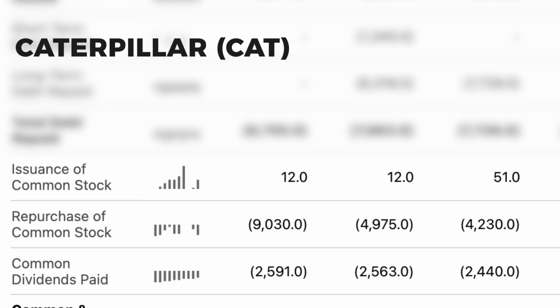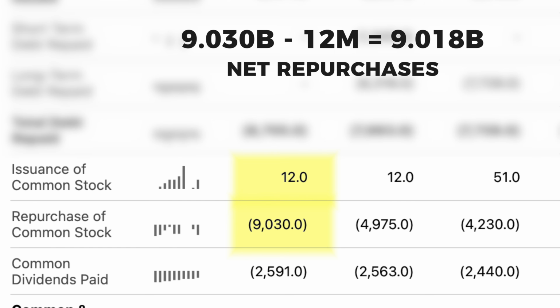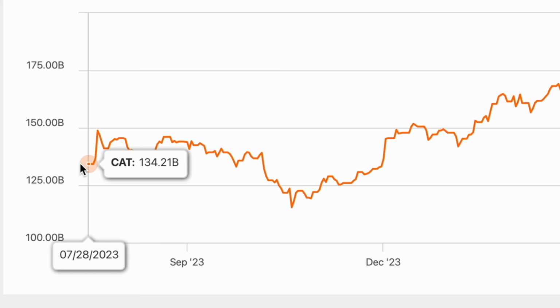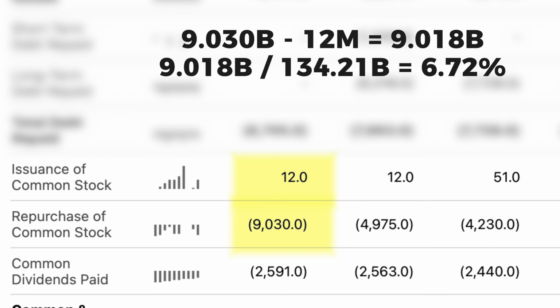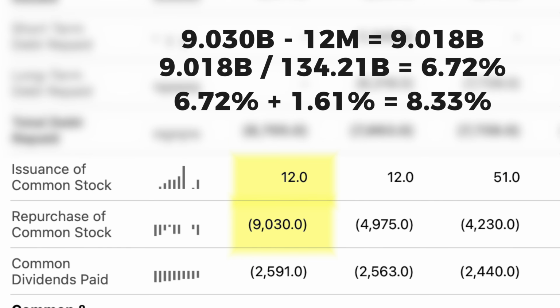All right, so let's look at a couple other stocks, and we'll start off with Caterpillar. Now, Caterpillar bought back over $9 billion worth of shares over the past 12 months. So if we calculate net repurchases, we take the 9,030 minus the 12 that they issued, and then we get 9,018. And then if we look at 1 year ago, the market cap was $134.21 billion, which gives us a buyback yield of 6.72%. And when you add the fact that investors are also getting 1.61% in dividend yield from CAT, together that's a pretty impressive 8.33% or so in total reward back to shareholders.